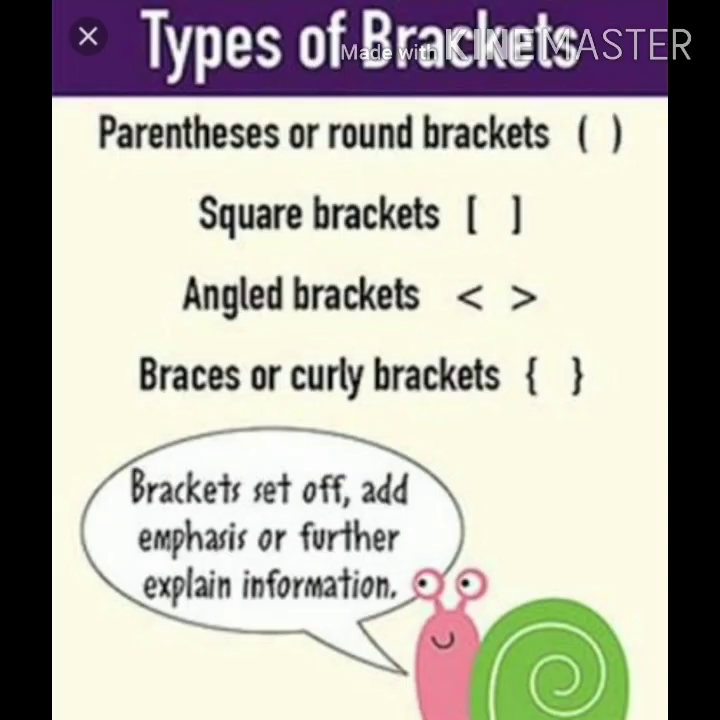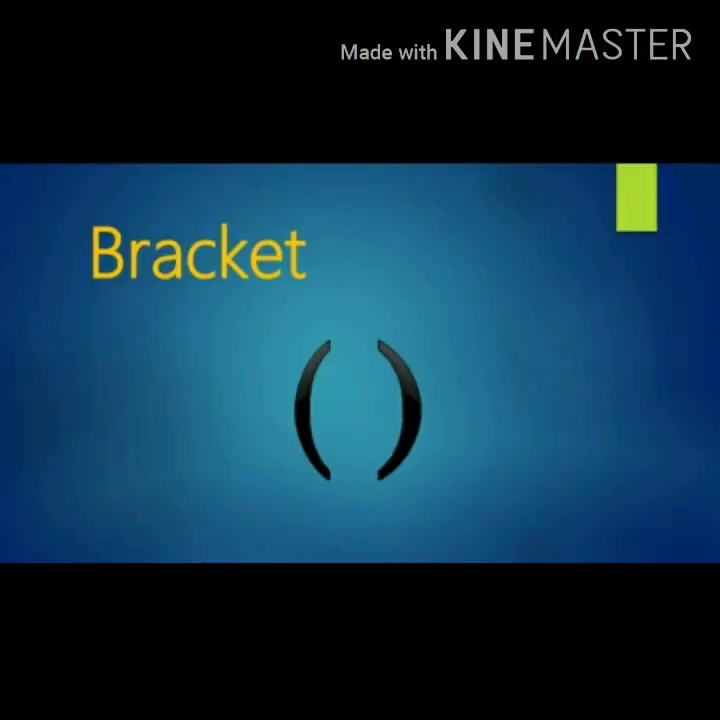That means we are highlighting the name of the book here with the help of the quotation marks. The next punctuation mark is brackets. You can see the following types of brackets. One is parenthesis, commonly called round brackets. Second, square brackets. Third, angled brackets. And last, braces or curly brackets. I hope you have seen these brackets somewhere in your sentences or in your life. But we will only deal with parentheses or round brackets because that is what is given in your syllabus.